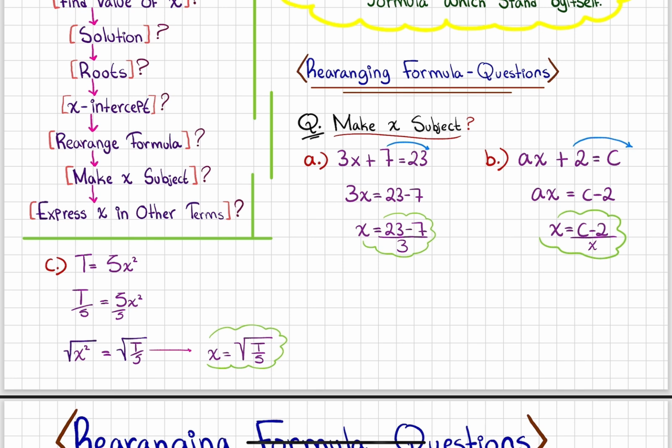Example B: ax plus 2 is equal to c. Move the 2 to the other side, it becomes c minus 2. So ax is equal to c minus 2. Now you have to isolate x, so divide both sides by a. x is equal to c minus 2, over a.